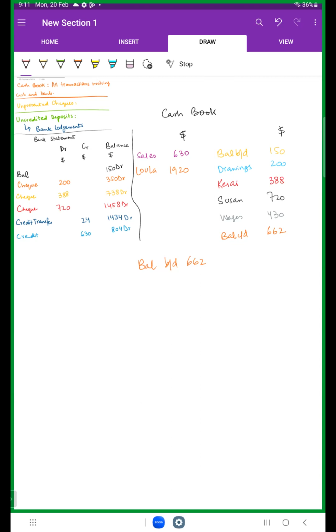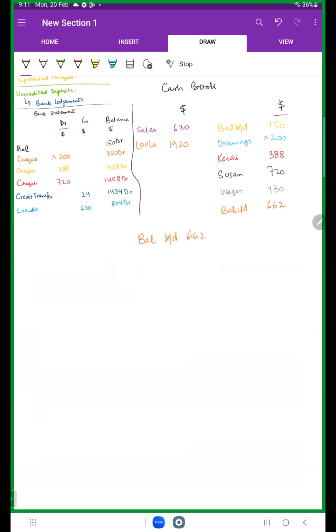So, if I compare the debit side of my bank statement with the credit side of my cash book, do I have 200 on both sides? Yes. I have 200, right? Yes. I have 388. Yes. I have 720. Yes. What else is not there? 430? Is 430 there in the bank statement? No.